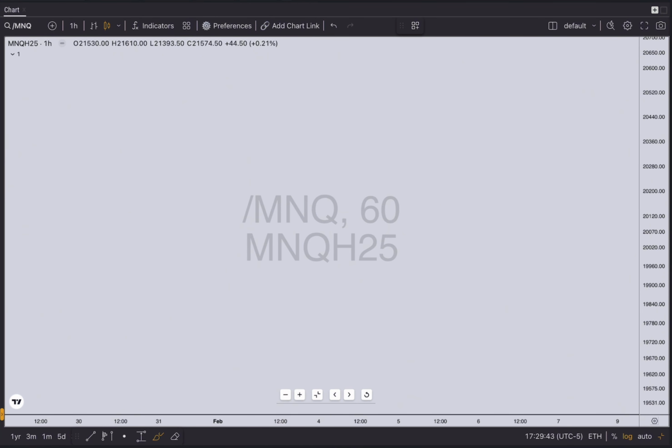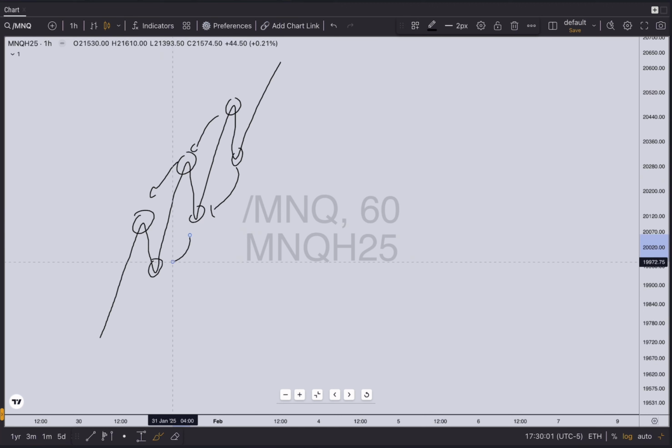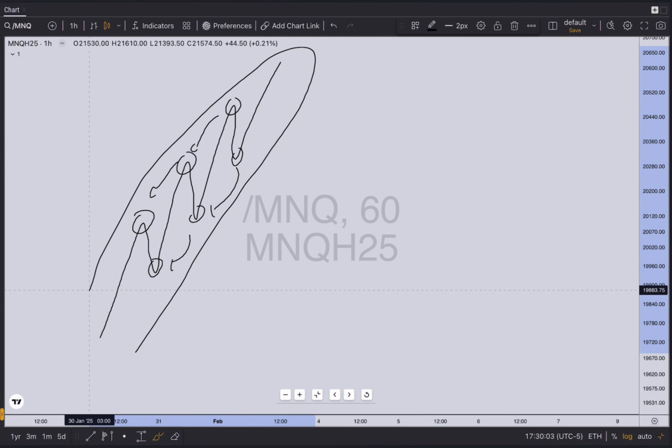A bullish trend is when the market consistently makes higher highs and higher lows. So when we look at the highs that the market is making, each high is higher than the previous high it made. And when you look at the lows, each low is higher than the previous low it made. This is a bullish trend, right?